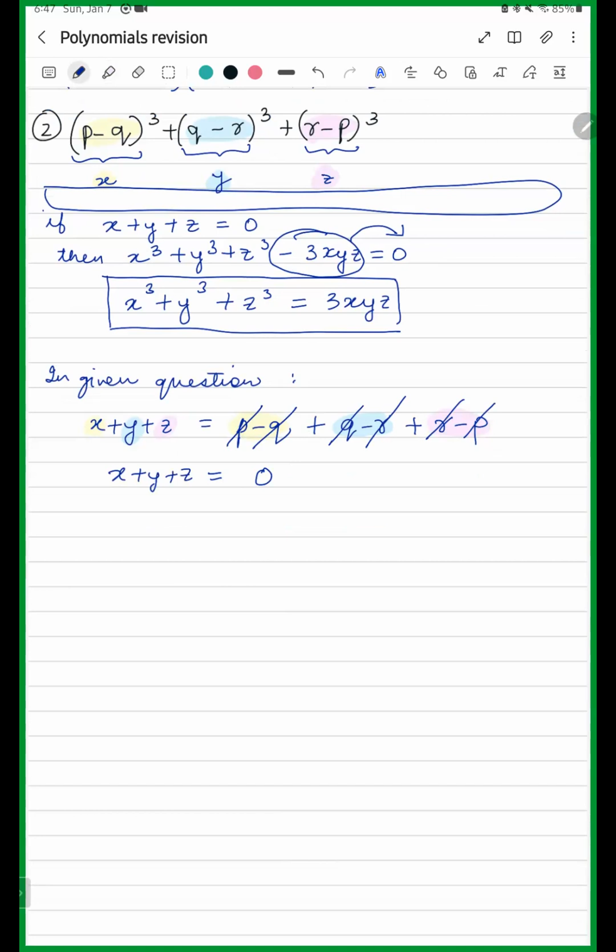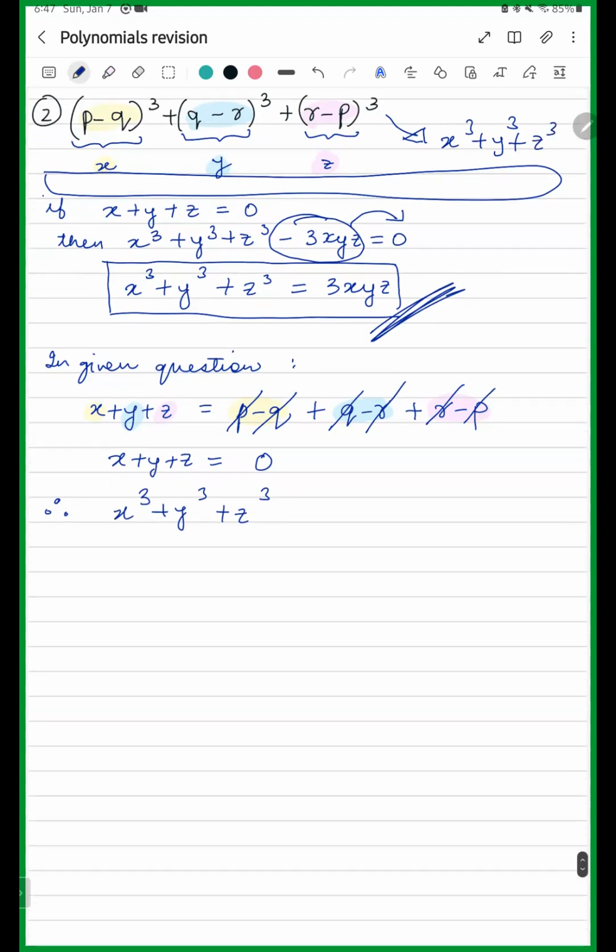And we know that if x plus y plus z is going to be 0, then we will get this. Therefore, x cube plus y cube plus z cube, which they have asked us in the question, is equal to x cube plus y cube plus z cube, where x is p minus q, y is q minus r, and z is r minus p.